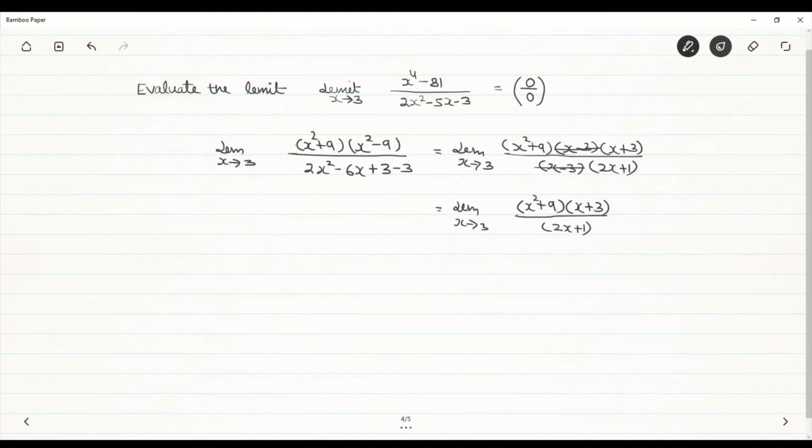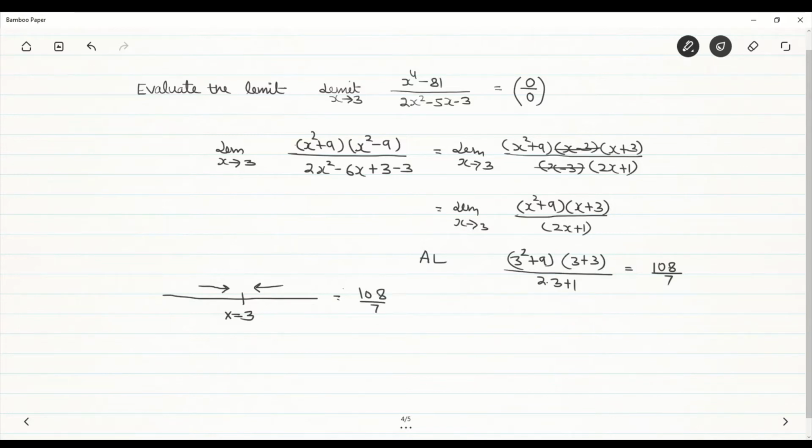And in this one, if I apply the limit or the direct substitution method, it becomes 108 upon 7. So I can say that for this function on the number line, or say in the domain of this function at x equal to 3, when we were approaching this function either from the left side or from the right side, the maximum value that this function could attain over there was 108 upon 7. That's why this is the limiting value of this function, or we call it the limit of the function.